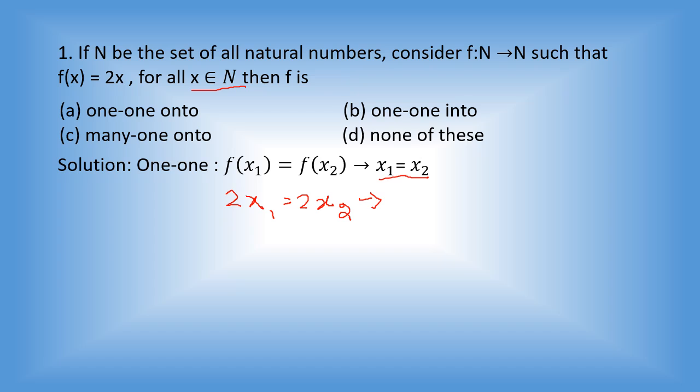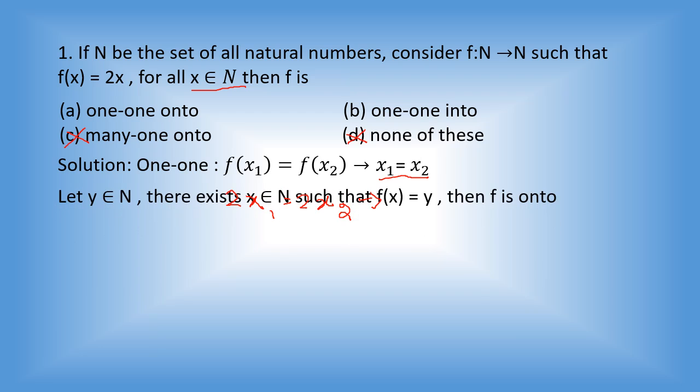So the option is either option A or option B. Option C, many-one, is not the case here, so we can neglect this one and also this one. Then we check for onto. To check onto, the definition is: take one element y in the codomain set. If there exists one element x in the domain set N such that f of x is equal to y, then we say that f is onto.